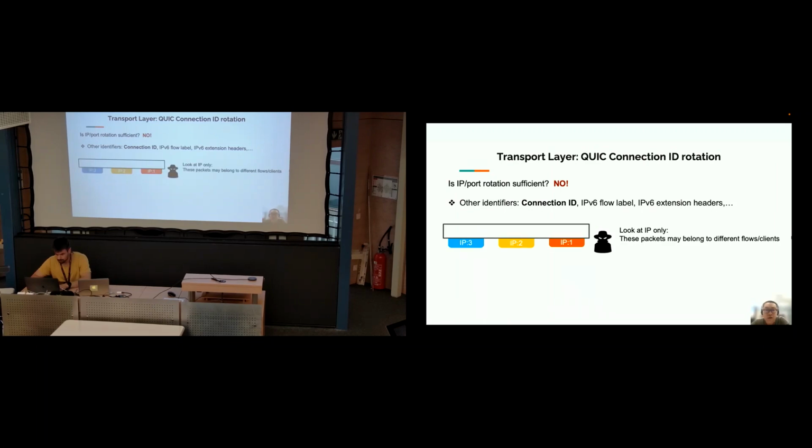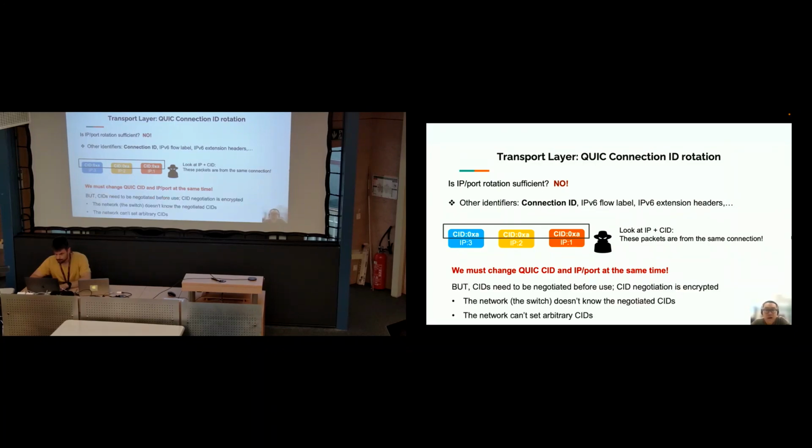When the attacker looks at the encrypted IP and port, the packets appear to be from different connections. But if all these packets share the same connection ID or CID, it is trivial to figure out they belong to the same connection. Therefore, we must change the CID and IP port at the same time. We only need to care about the connection ID here because we found that the issues caused by other identifiers are easy to address. But the CIDs need to be negotiated before usage.